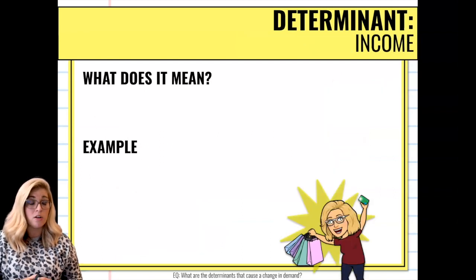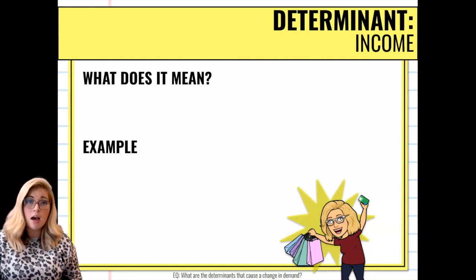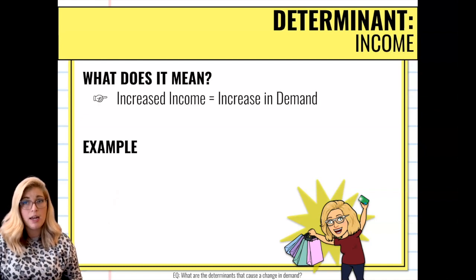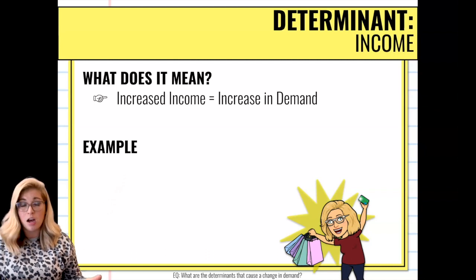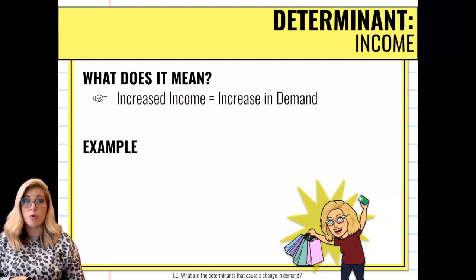Your next determinant, you'll see next to the I, stands for a change in consumer income. Think about income as how much you're paid to do a job. Other words could be salary, your wages, again, income. So what does that mean? If you have an increase in your income, you're going to have an increase in demand for everything under the sun because you're being paid more. So now you have more in your pocket, you can go out and buy more stuff.